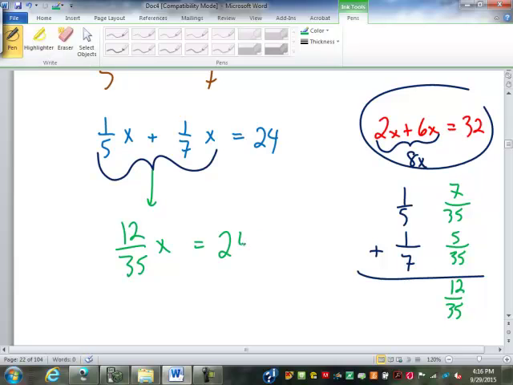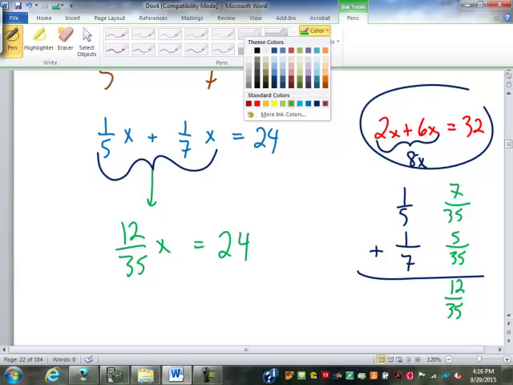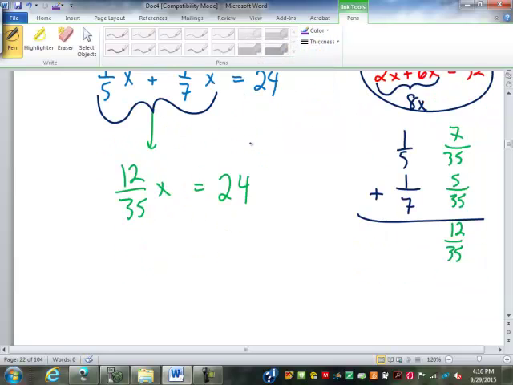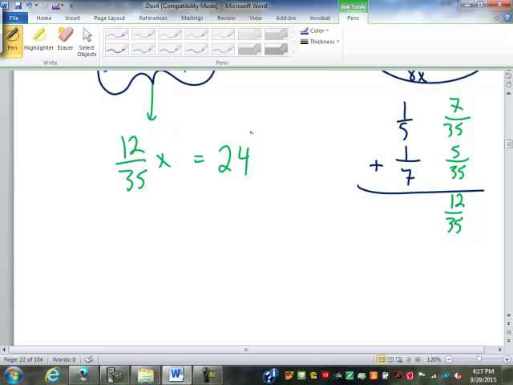See, I told you, my brain's shot for the day too. Yeah, thank you. That would have made the next step really interesting. Now that it's 12/35 x equals 24, I'm going to divide by 12/35. 24 divided by 12/35 is 70.